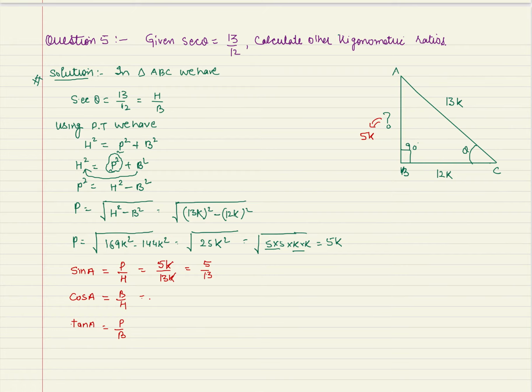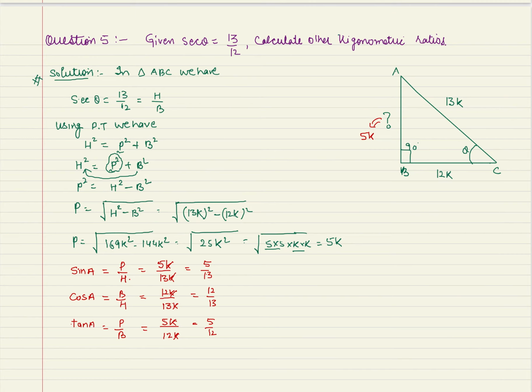And then base upon hypotenuse is equal to 12k upon 13k. You are left with 12 by 13. Now perpendicular is 5k divided by 12k, and you are left with 5 by 12.